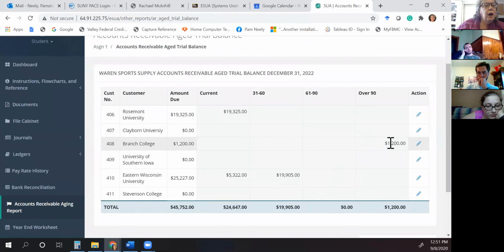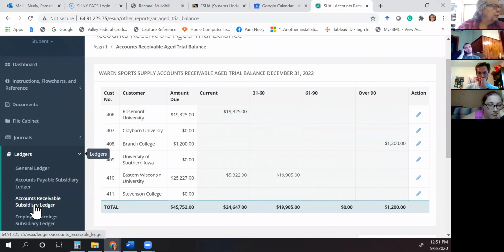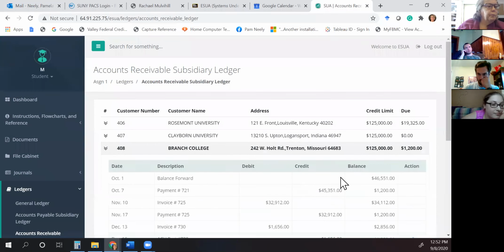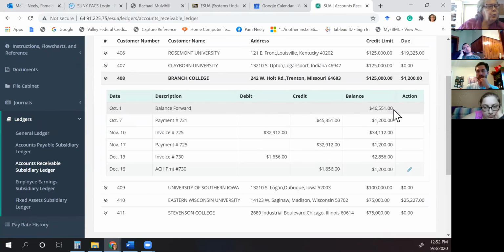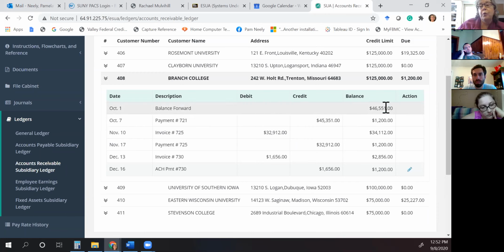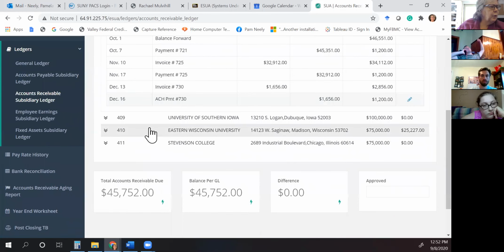Branch College's amount, if you go back to their subsidiary ledger, you see that on October 7th, they had a balance of 1,200. On October 1st, they had a balance of 46,551 with a payment on October 7th of 45,351. So that 1,200 is obviously prior to October 1st. That's how we know that that 1,200 is over 90 days. Okay, and I think that the other one that has a past due balance, which was the other one?